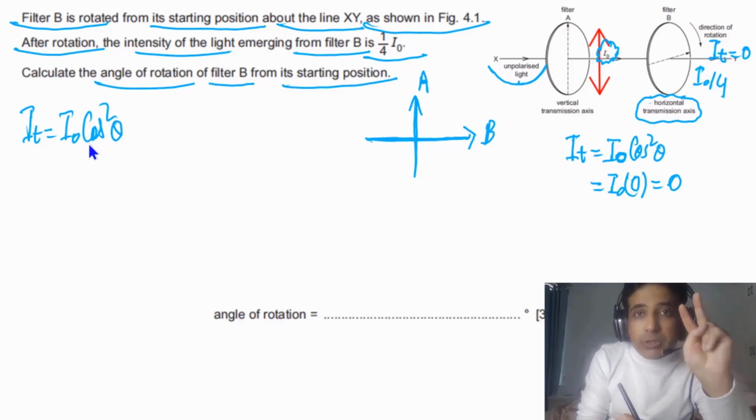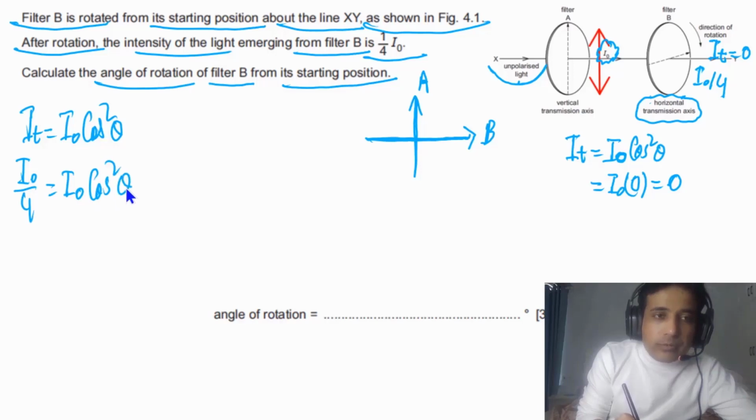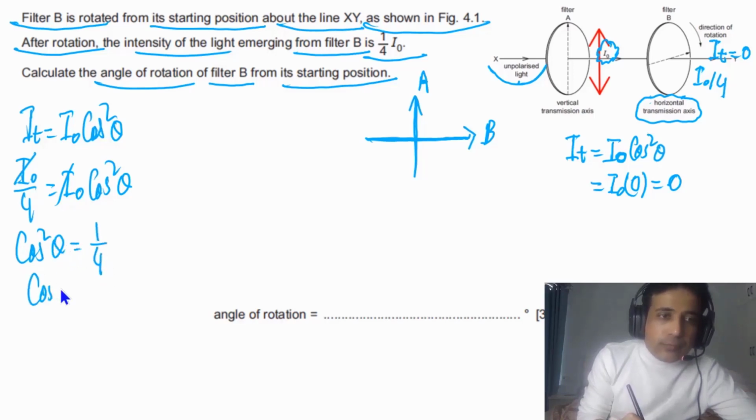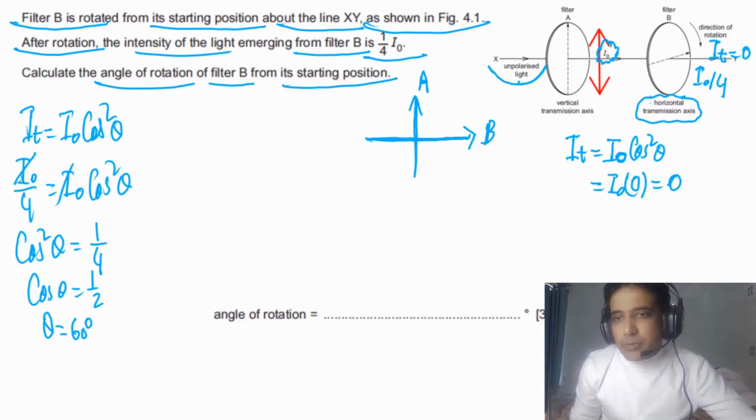So in this case, I T is given to us. That is equal to I naught by 4. And we have incident intensity and cosine square theta. I naught we can cancel with I naught, so we can write down cosine square of theta. This is equal to 1 by 4. So cosine of theta will be equal to 1 by 2. And cosine of theta is equal to 1 by 2 if theta is equal to 60 degrees. So it simply means that the new angle between these transmission axes is equal to 60 degrees.